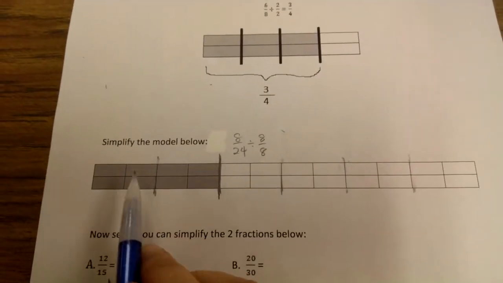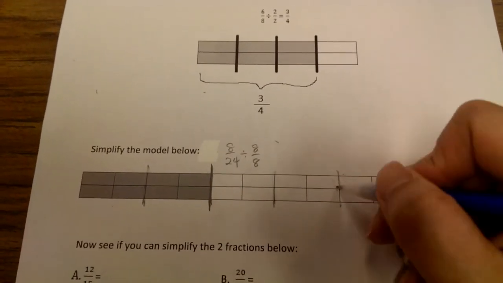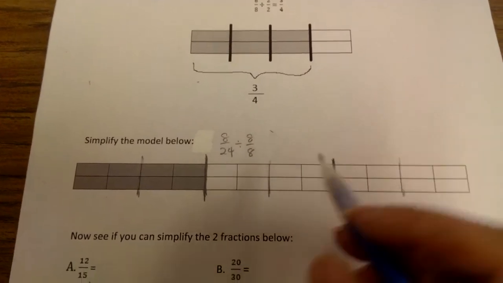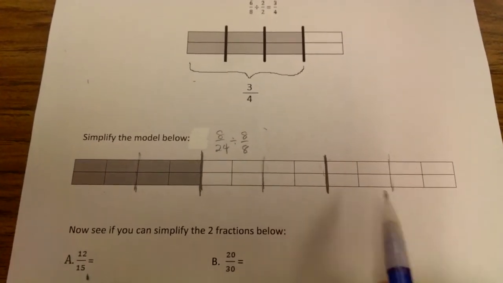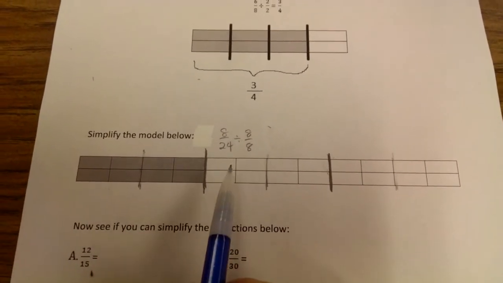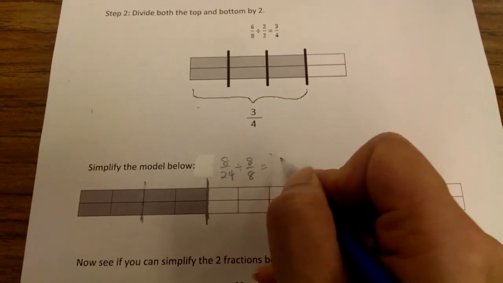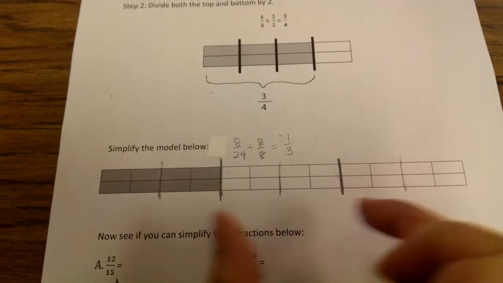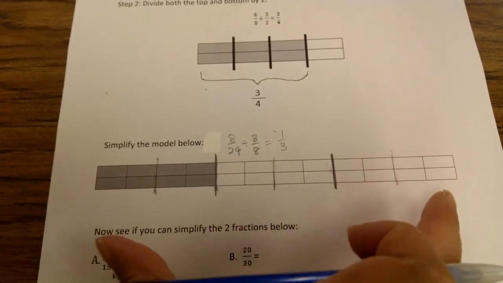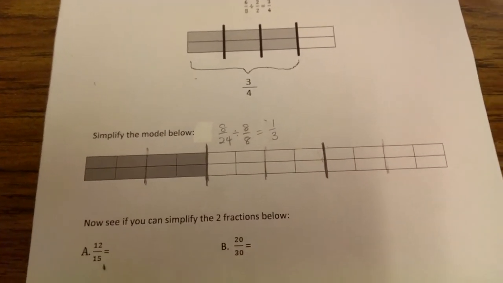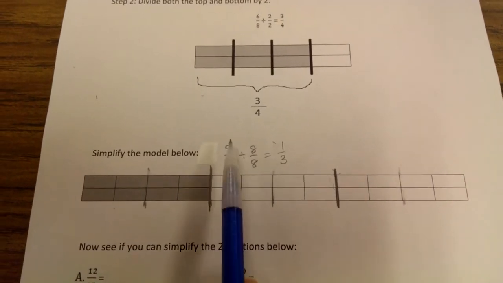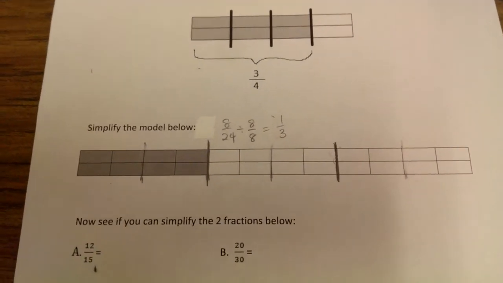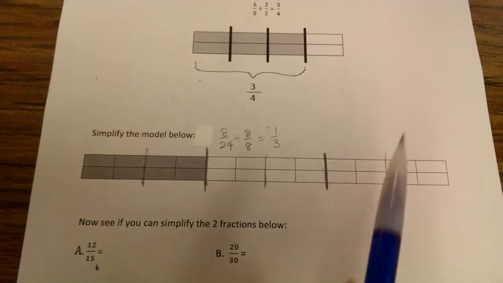See, there's 1, and then here's another 8. There's 2, and then there's 3. So 8/24 is the same thing as 1/3. You can see there's 8, 8, and 8. And 1 out of 3 is the same thing as 8 out of 24. So we have simplified 8/24. We've chunked it into larger pieces.